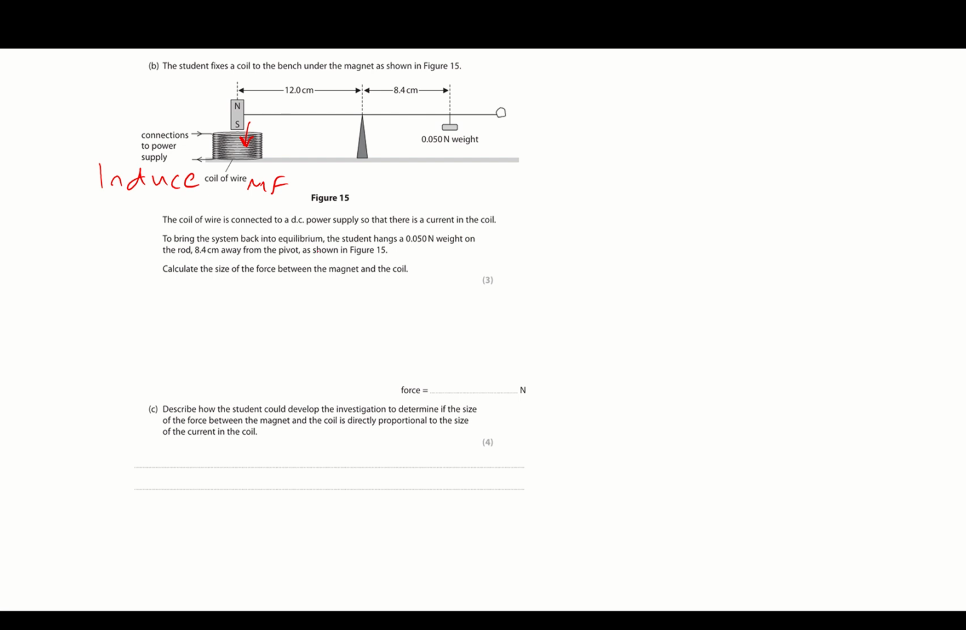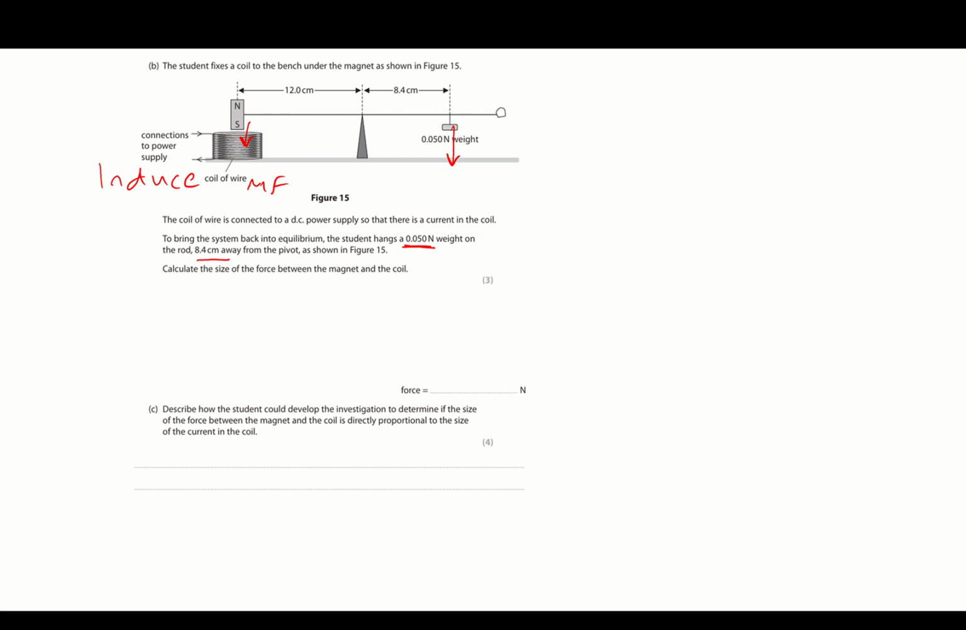To bring the system back into equilibrium, the student hangs a 0.05 Newton weight 8.4 centimeters from the pivot. This is kind of clever. If this applies a force on the magnet, we can move the weight forwards and backwards, or side to side, work out the distance, then we can work out that force over there.